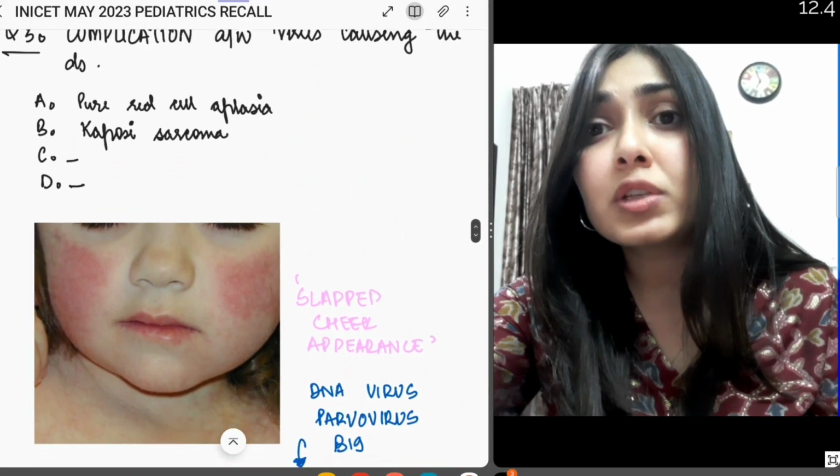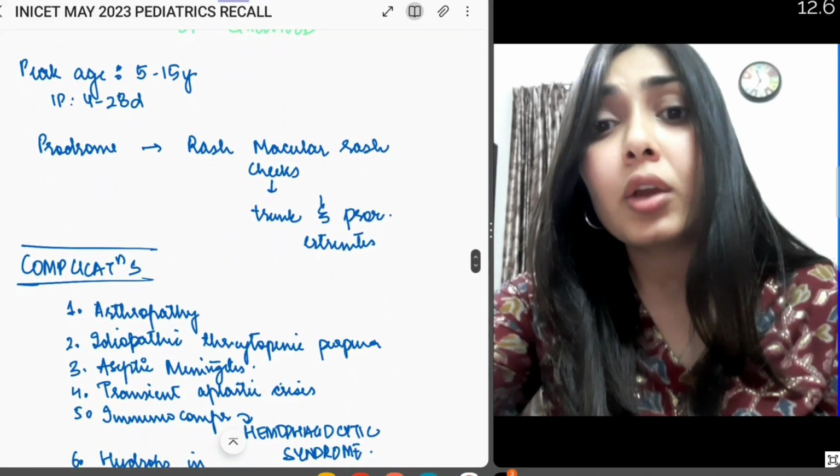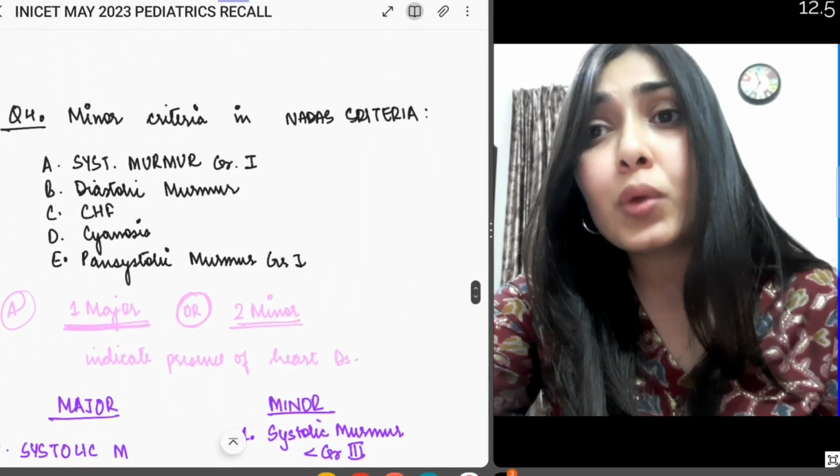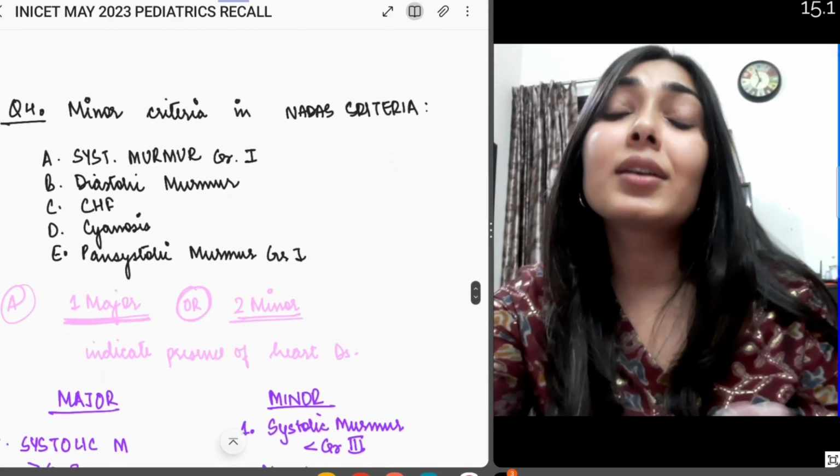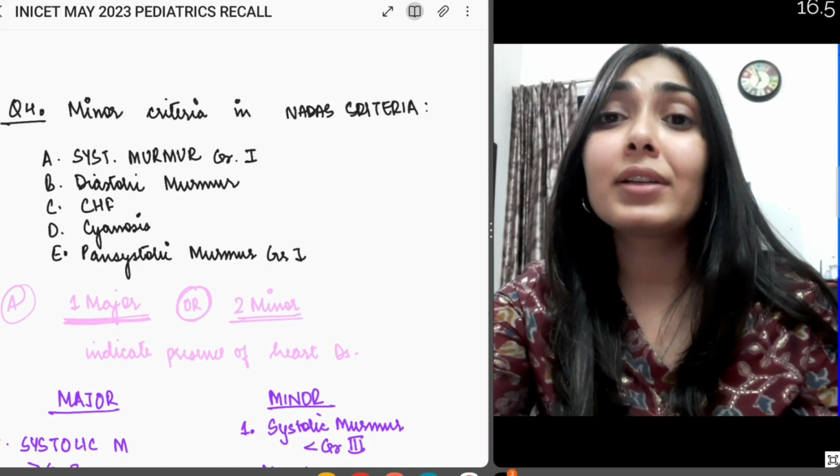So one of the complications is pure red cell aplasia. Now coming on to the next question. The next question was related to the NADA's criteria, that is the criteria for diagnosing congenital heart disease.